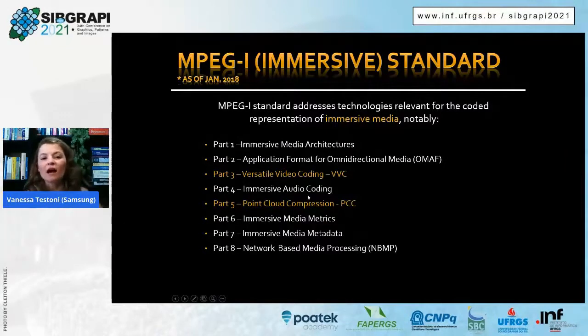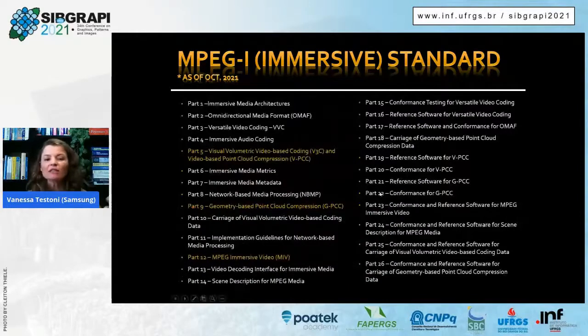You're going to see the immersive audio coding, point cloud compression. You're going to see other technologies for supporting streaming, formats, everything else. So that was the plan in 2018. PCC is here. And this is how it looks today. You saw that in 2018, the standard had 8 parts. Today, the standard has 26. Most of those parts are related to reference software and conformance testing, but there were some important changes.